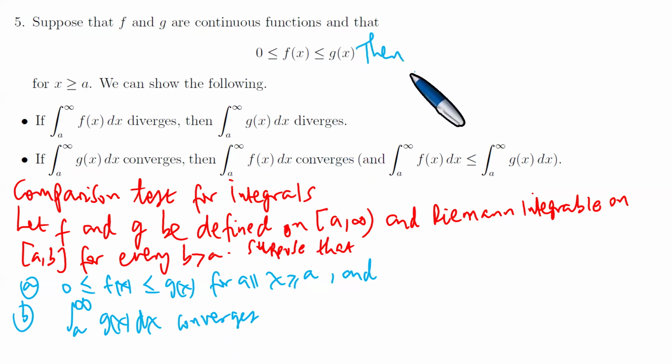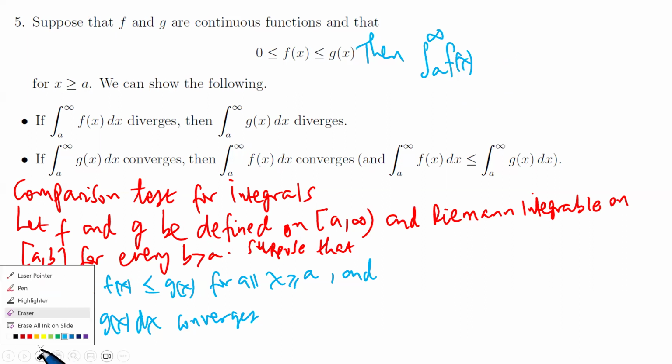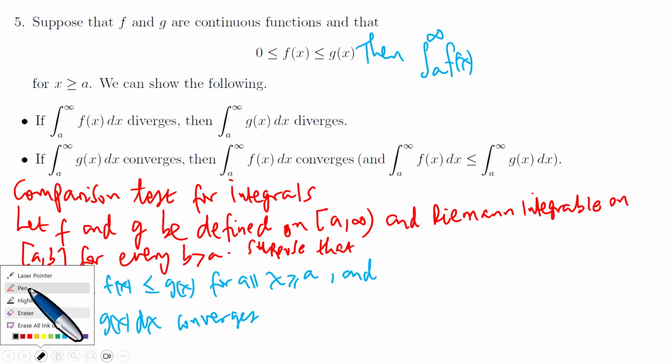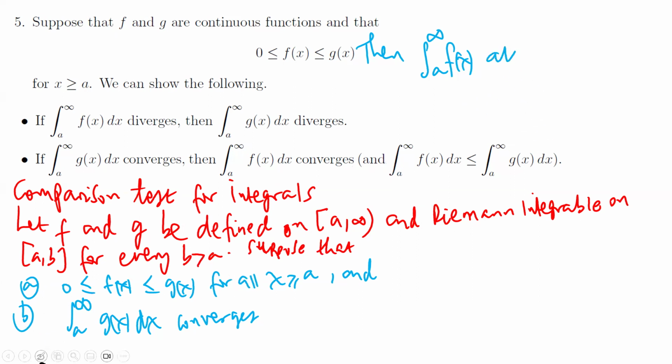Then the integral from a to infinity of f of x dx converges. We then say this integral here also converges. Yes, f of x dx also converges.